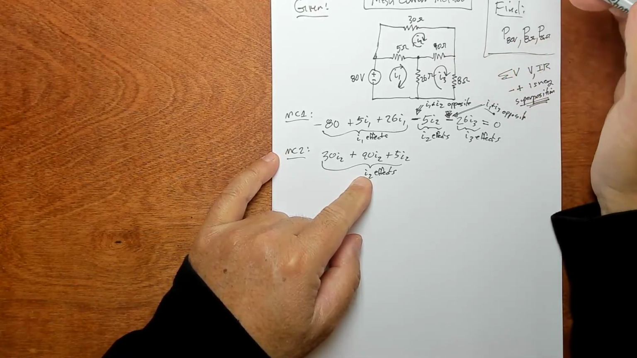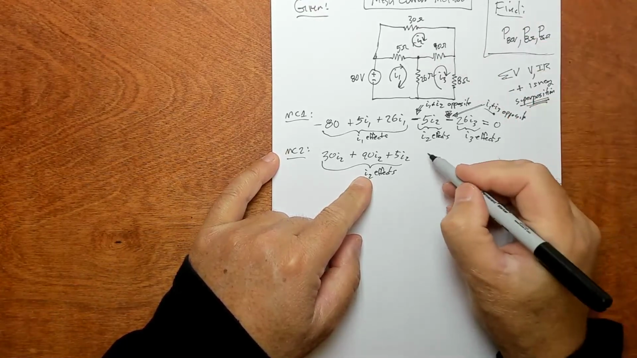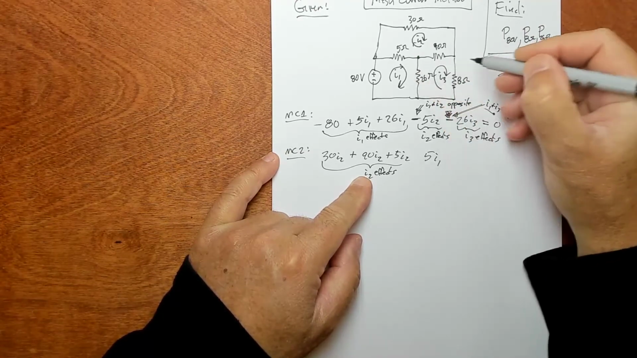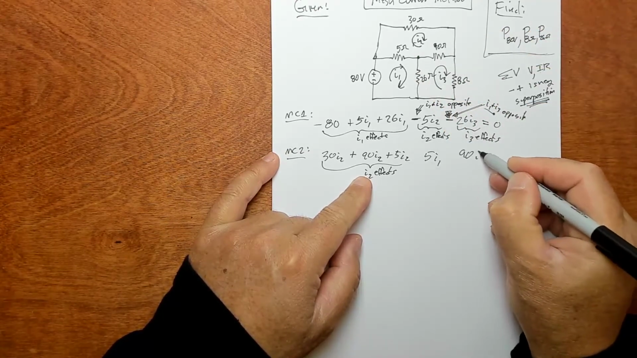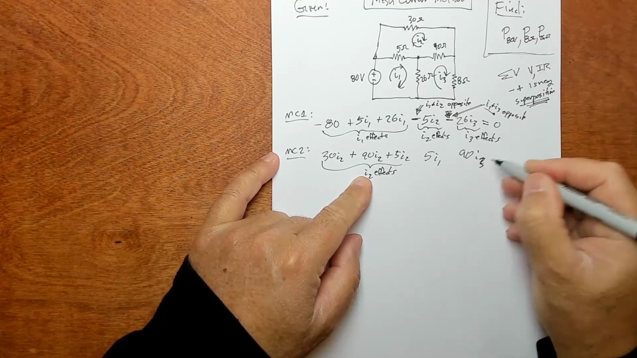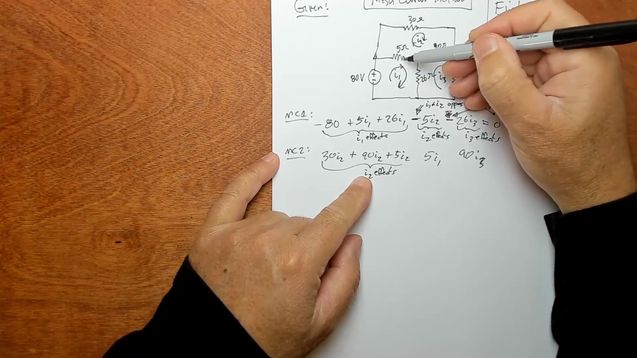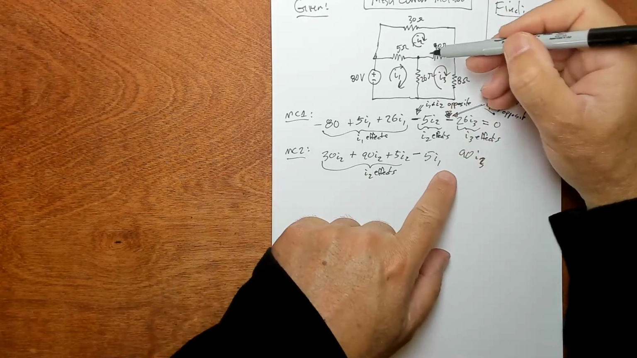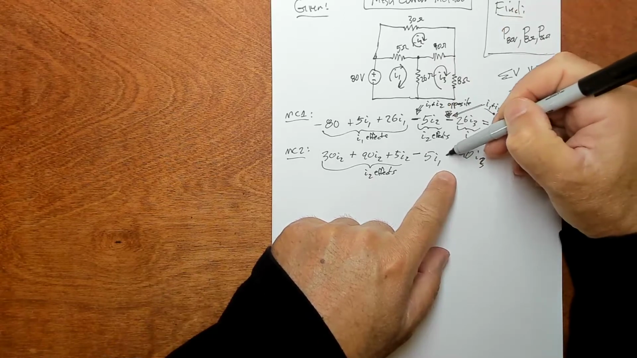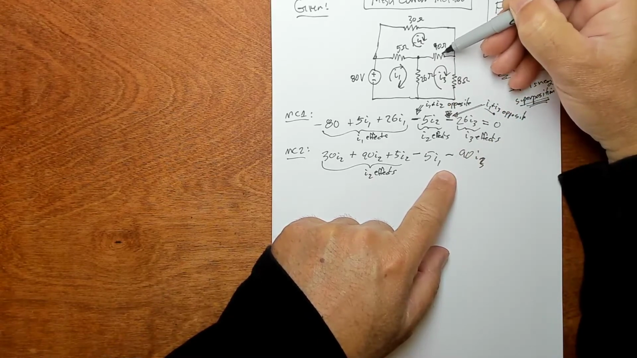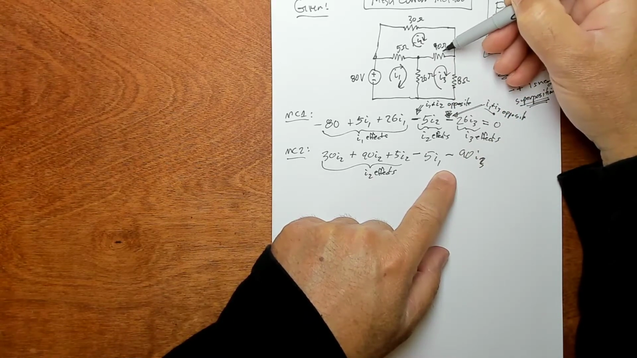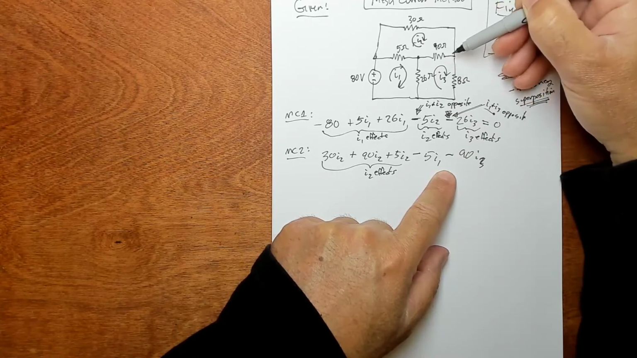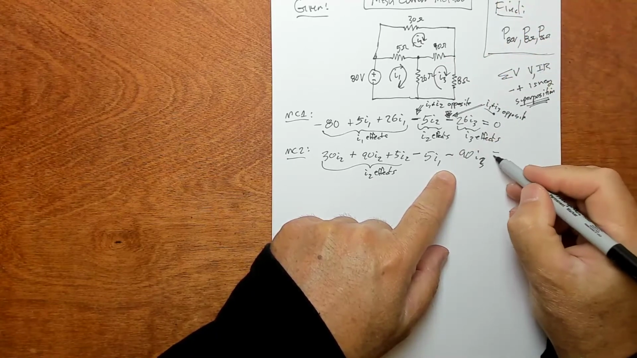Then you look at the shared elements. So we have a 5 I1 shared element, and we have a 90 I2 shared element, and a 90 I3 shared element. Here the currents are opposite through this, so it's going to be negative. And once again, here the currents are opposite. And here I2 is going to the left, and I3 is going to the right. So this is a negative sign. So these sum to zero.